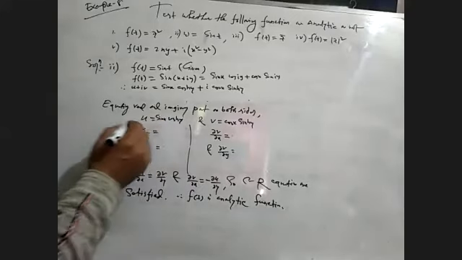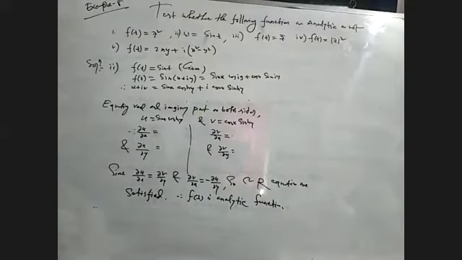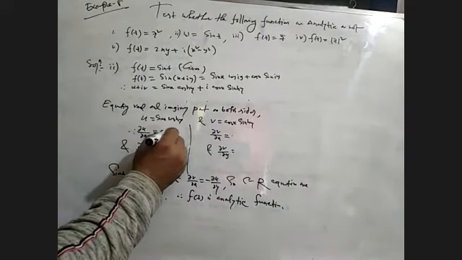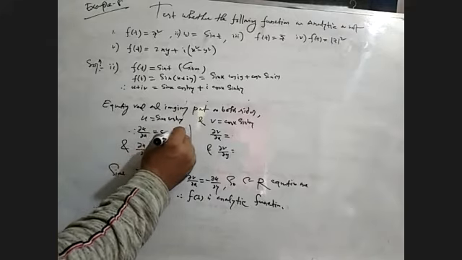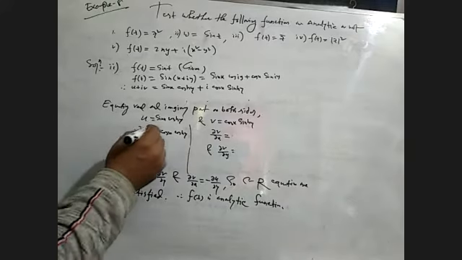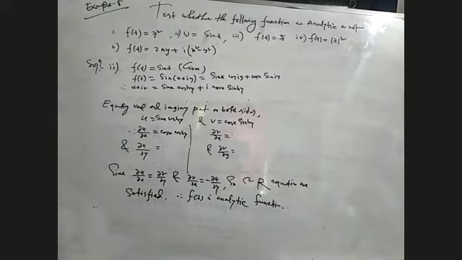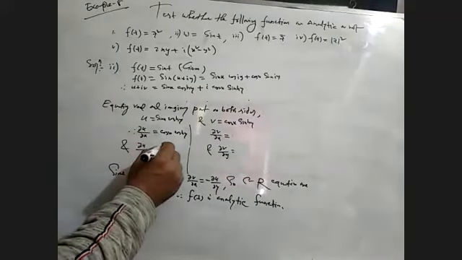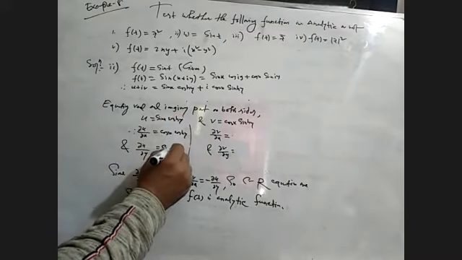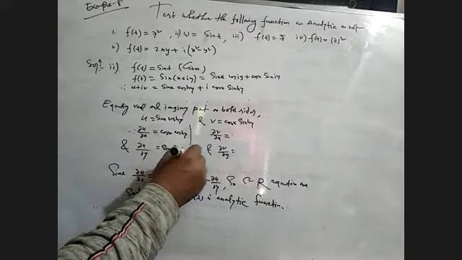So the partial derivative of u with respect to x, what will it be? The derivative of sin x is cos x, and this part will be constant. And the partial derivative of u with respect to y, what will it be? sin x times the derivative of cos hyperbolic y, the formula gives sin hyperbolic y.